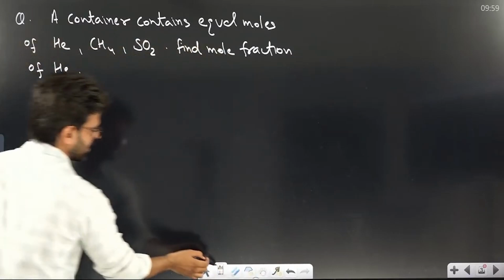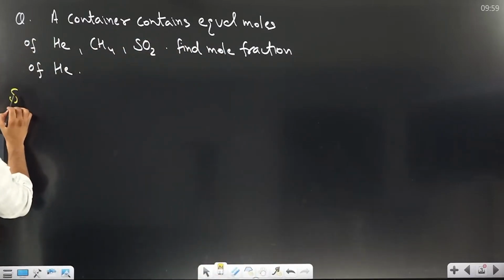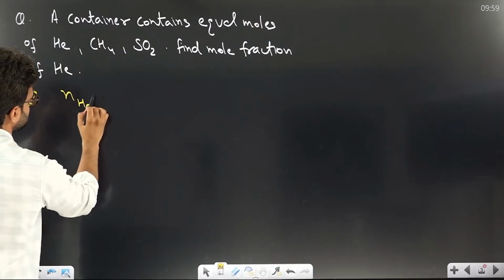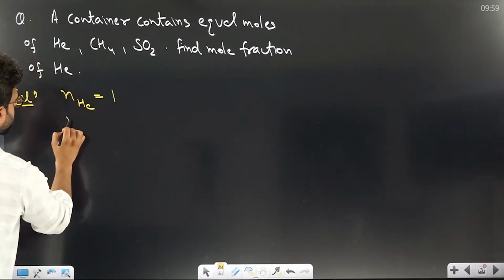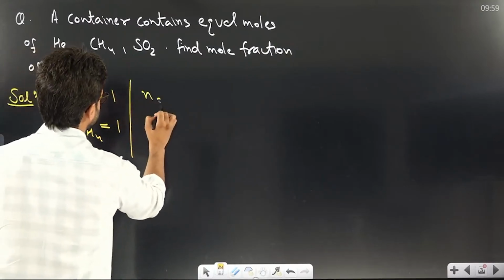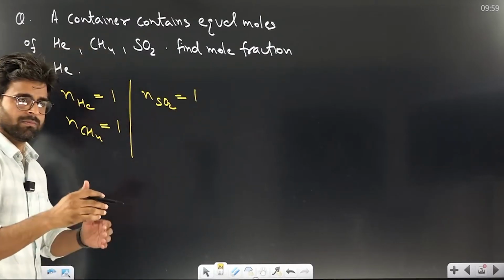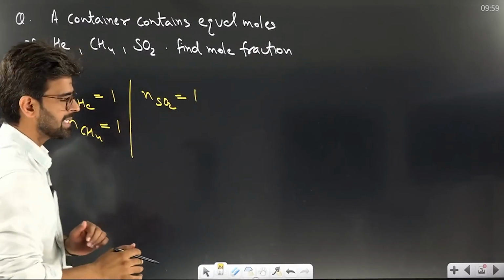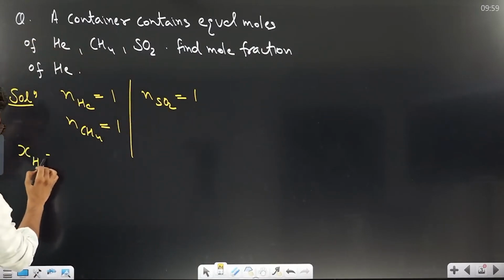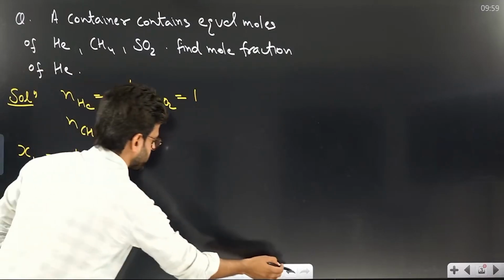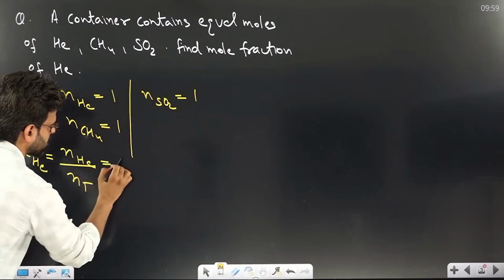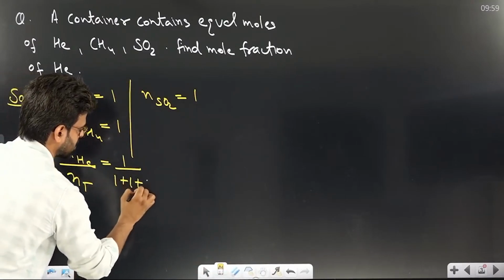You will see what we have here, equal moles. Imagine I am having 1 mole of helium, 1 mole of CH4, and 1 mole of SO2. You can take anything, it's your choice. Now from here I can say the mole fraction of helium is how much? 1 mole of helium divided by total moles, 1 plus 1 plus 1. Yes, 1 by 3.